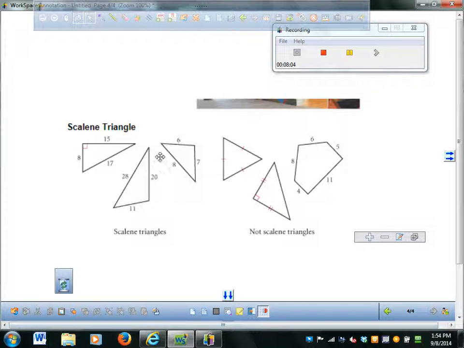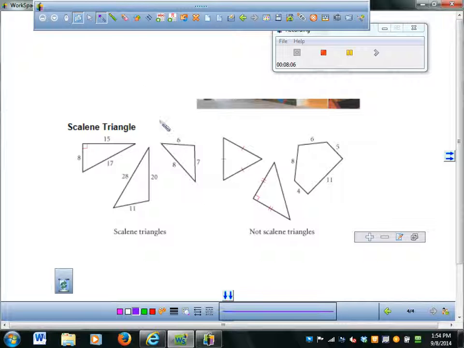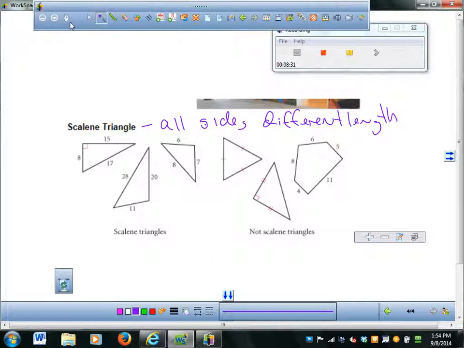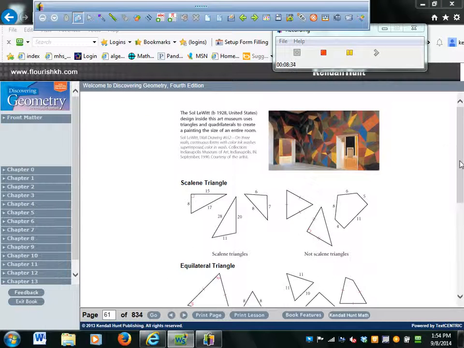Okay. So scalene triangle: no congruent sides. Or just say this: all sides are different, all sides different lengths. Easy enough? Okay, a couple more and then we'll be done.